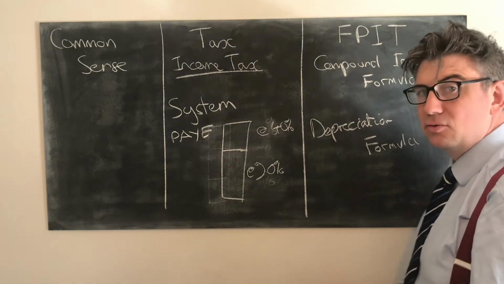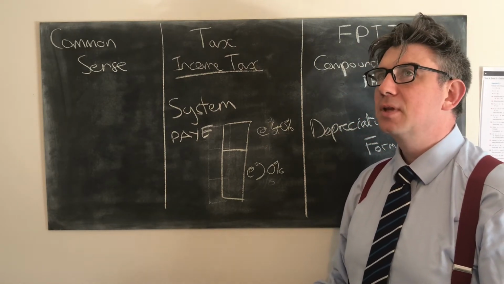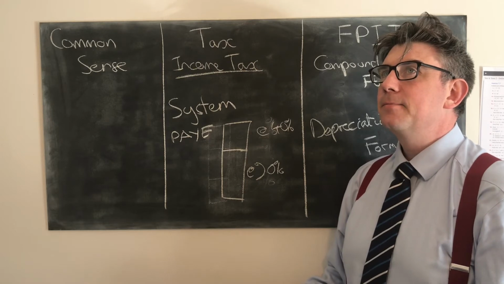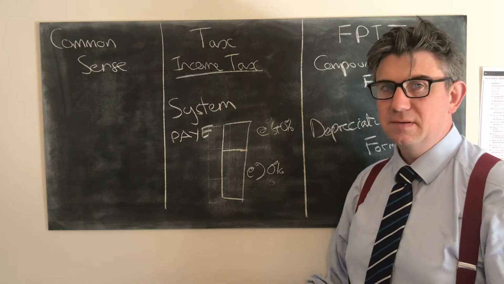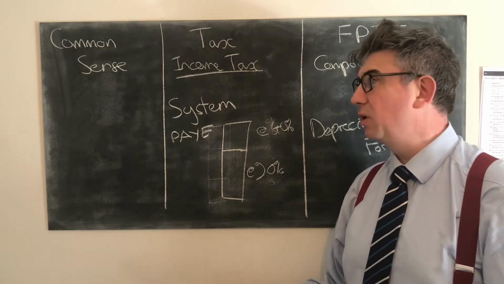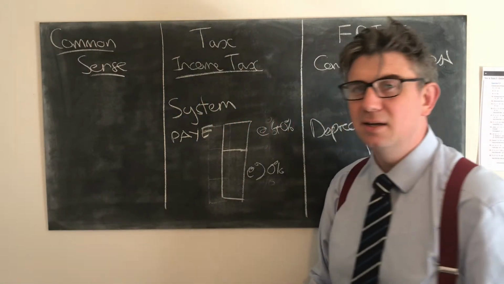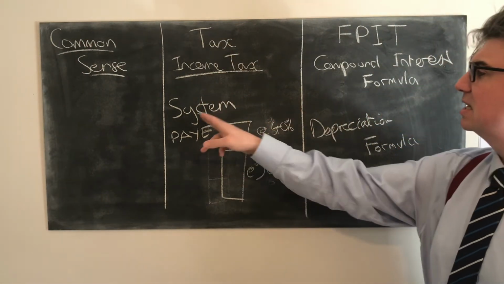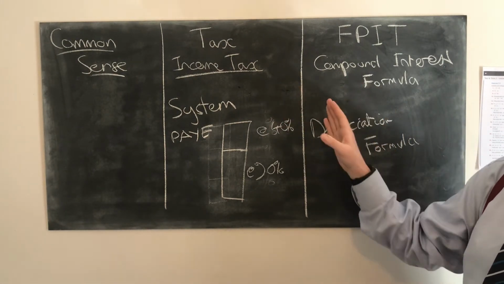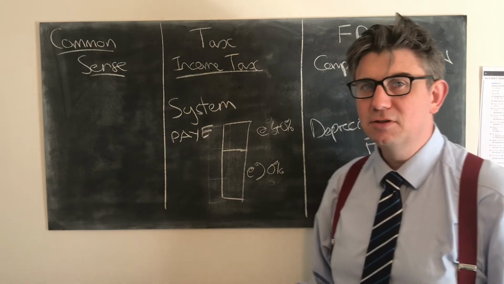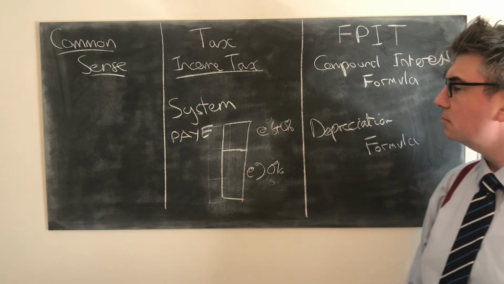Common sense, I can't really talk about common sense because it's going to be questions like a pizza costs 20% less during a sale. What's the price of the pizza? So you just need to be able to work out 20% of the original price, okay? That's why I call them common sense questions. They're not really, there's no kind of system to them. There is definitely a system to tax and to FPIT, okay? But when it comes to these things over here, you're just going to have to use your percentages or use the skills that you have from other parts of the course.